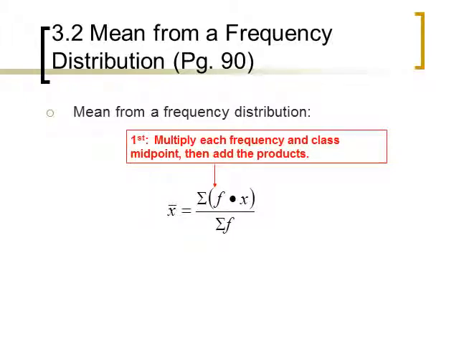The Greek letter sigma means sum, and after that you see what you're supposed to do first. It says do f times x. Well, f is your frequency of each class, and x is the midpoint of each class. So we're supposed to first multiply the frequencies by each midpoint, then we add those products. Next, it says find the sum of the frequencies down below, and then we're going to divide the top and the bottom to get the approximation for the mean of the frequency distribution.